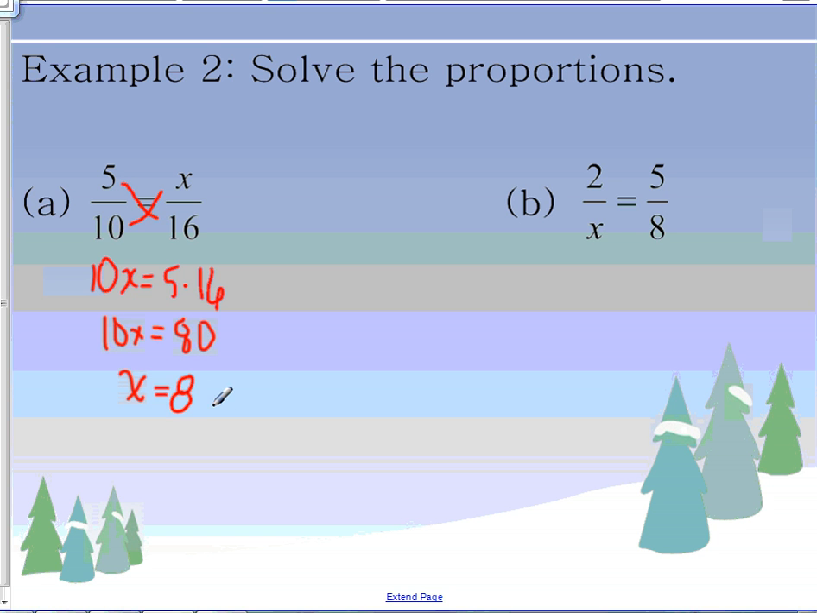All right, same thing here. We could cross multiply, so then we would have 5x equals 8 times 2, which is 16. And then x would be 16 over 5. And you can usually leave the answer in this particular form as an improper fraction. That's fine with me.